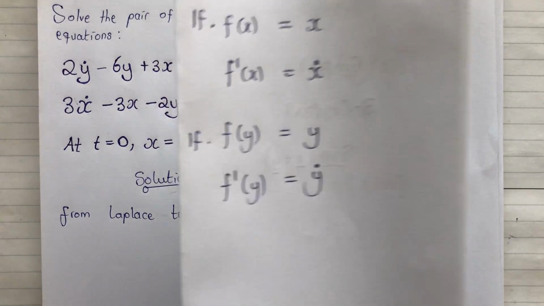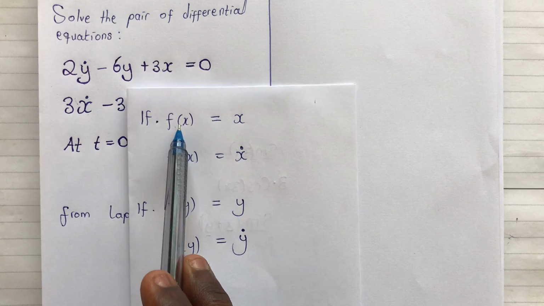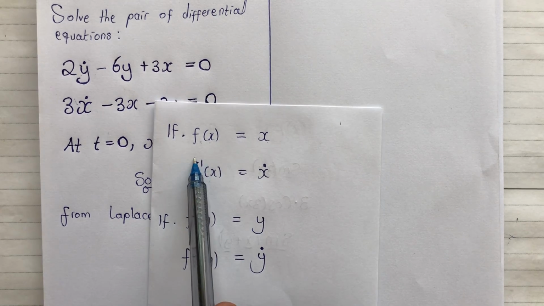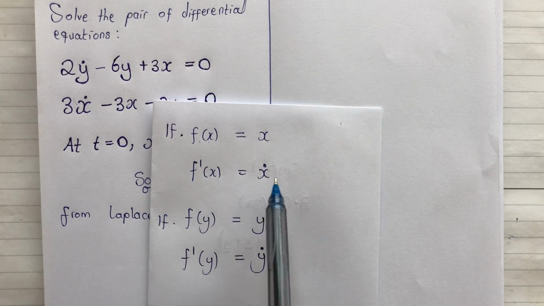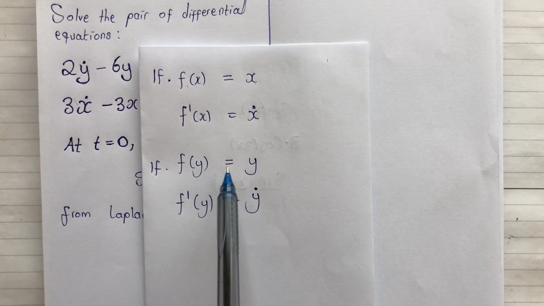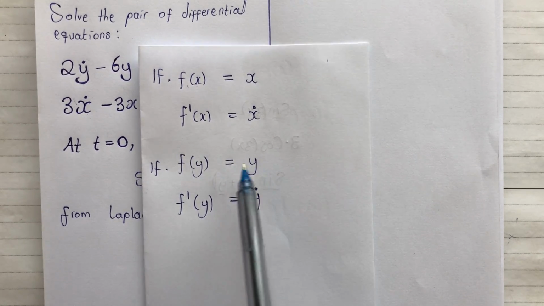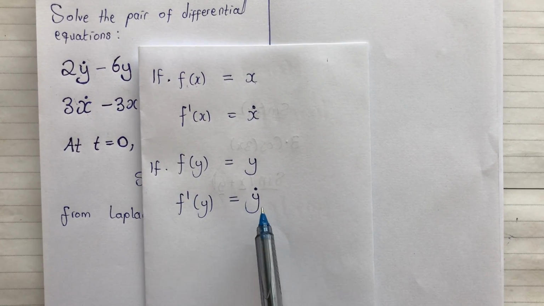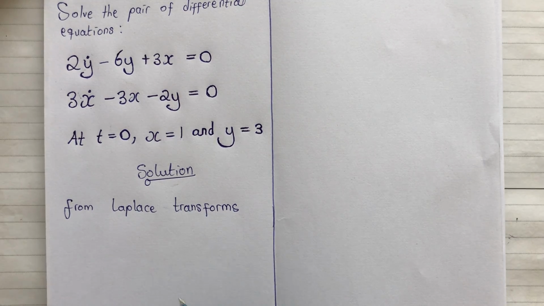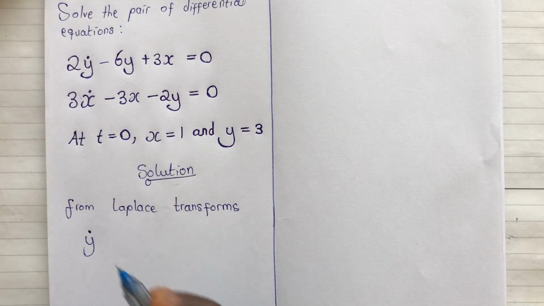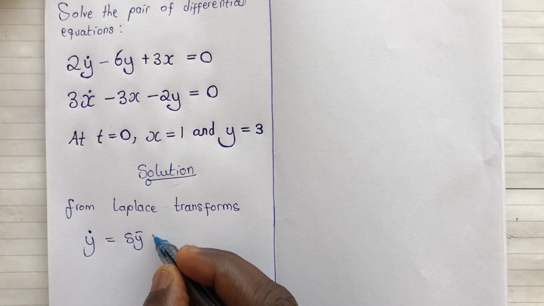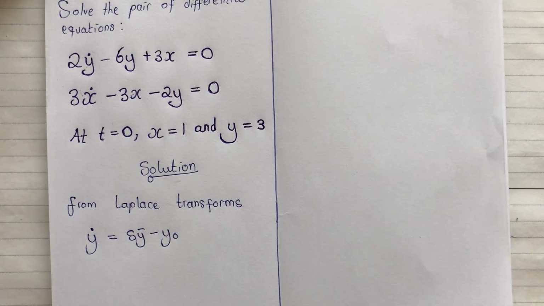Okay, so now let me take you here. Now look at this. If I have f of x function giving me x, assuming f of x is equal to x, then the first derivative of the function f of x, which is f bar or f1 of x, will give me x dot, like I said. And in the same way, if I have a function f of y, which is equal to y, then the first derivative of this is the same as y dot. So we can change all this into what? Laplace transform. So in Laplace transform notation, y dot, which is the first derivative of y, is the same as s y bar minus y naught. Okay, so that is it.